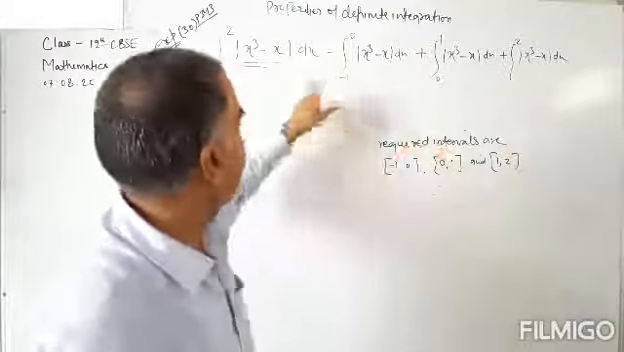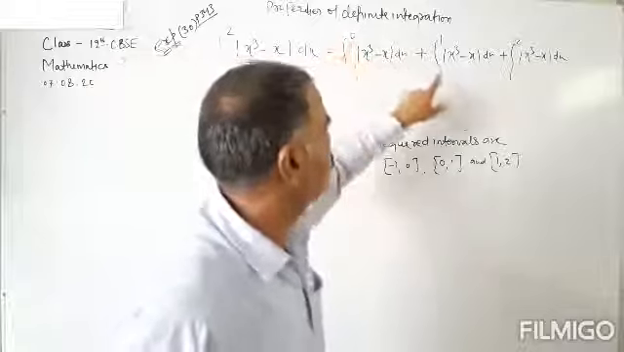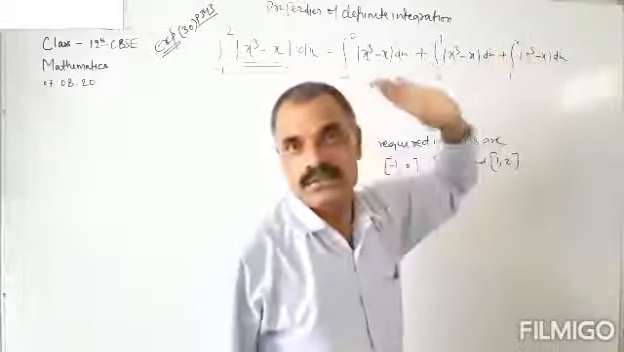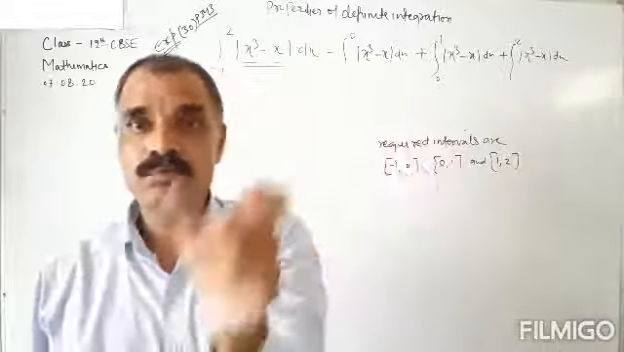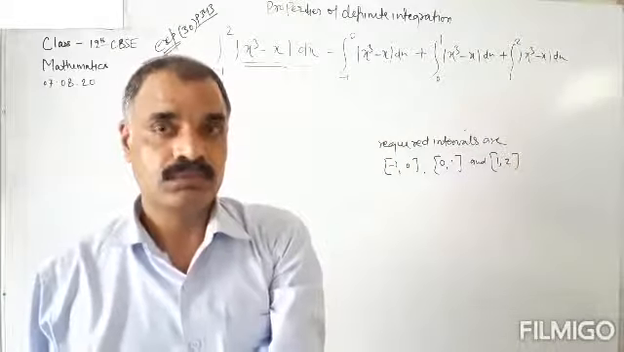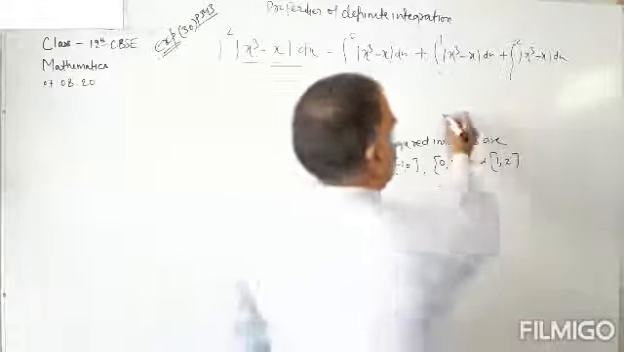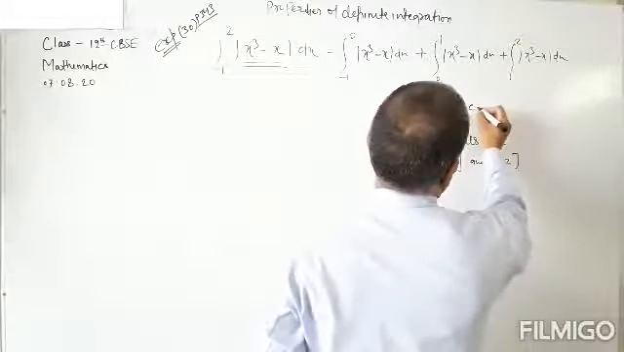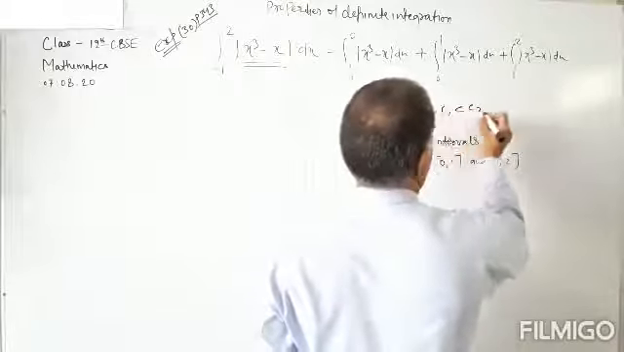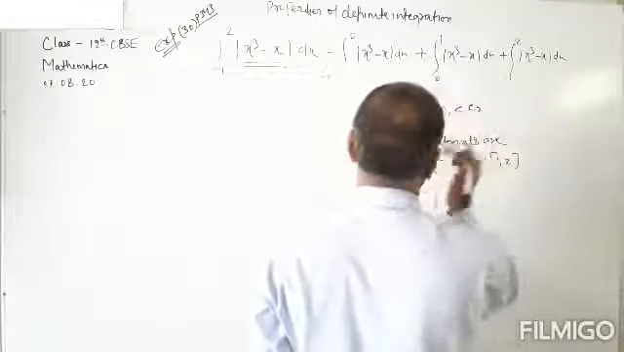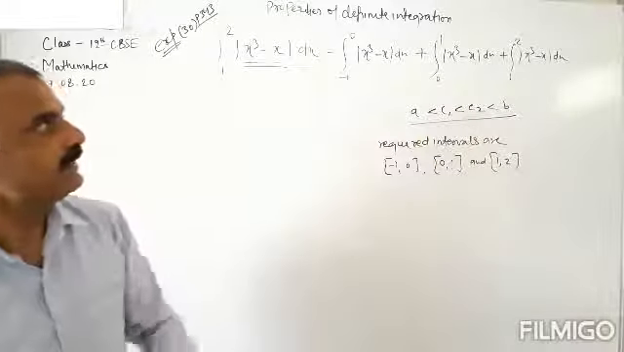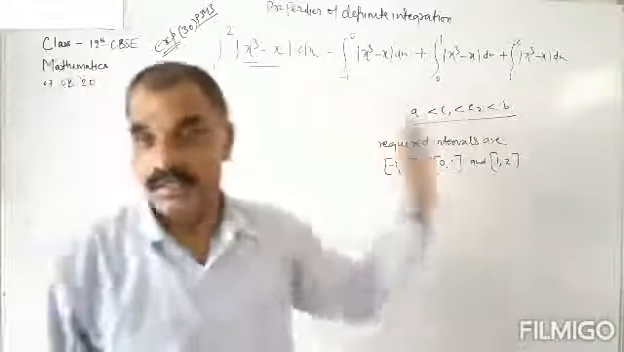Minus 1 is the a. This is c1 and this is c2, and this is b. So there are two values c1 and c2, where c1 is greater than a and c2 is less than b. So we have changed the integration into three integrations.